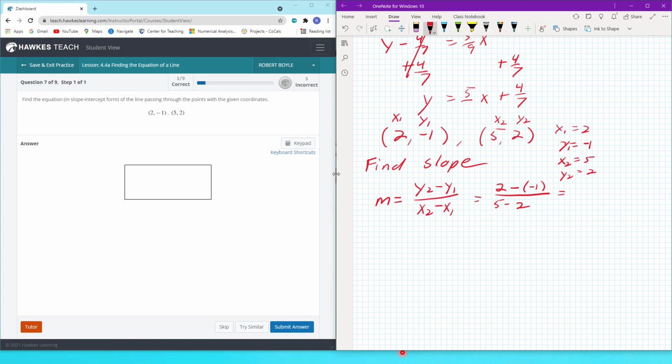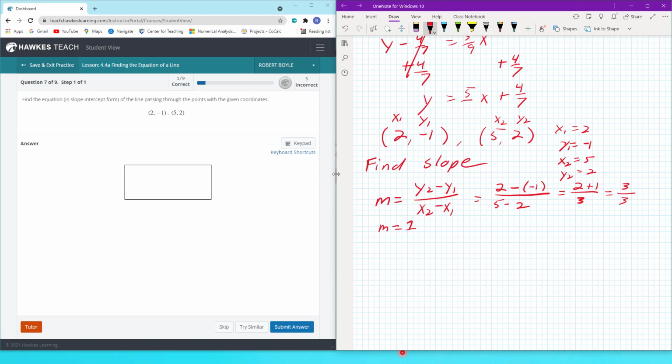The numerator, we have 2 minus the -1. That's just like 2 plus 1. 5 minus 2 is equal to 3. 2 plus 1 is equal to 3. And that's going to be 3/3. So our slope is going to be equal to 1. That makes life a lot easier for us.